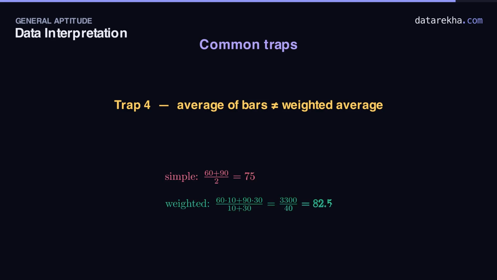Trap 4. Averaging averages. Two classes. One averages 60 with 10 students, the other 90 with 30. The plain average of 60 and 90 is 75. But the true, weighted average leans toward the bigger class, 82.5. Equal weight is only right when the groups are equal in size.